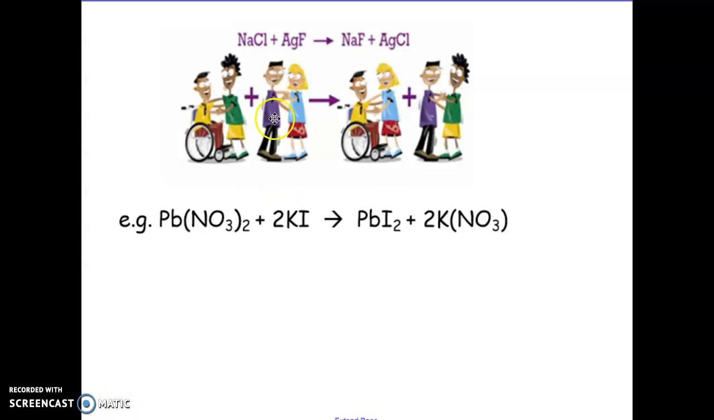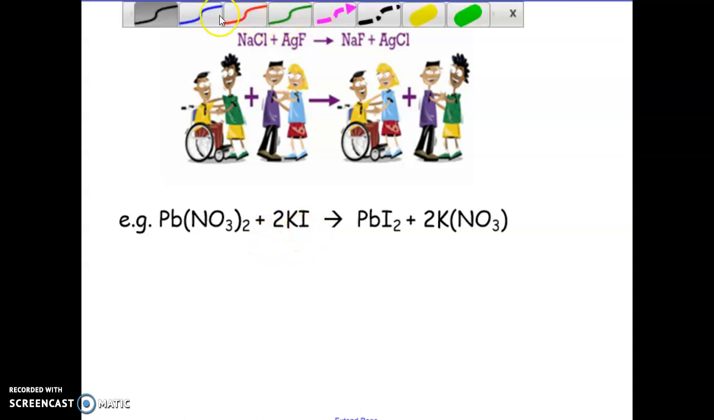Okay, so here are a couple of examples. We have sodium chloride and silver fluoride. What happens is the sodium and silver will swap. So sodium is now with fluorine and silver is now with chlorine. If you were to imagine, it's like you have two groups of friends and then you have one friend swapping for another friend.